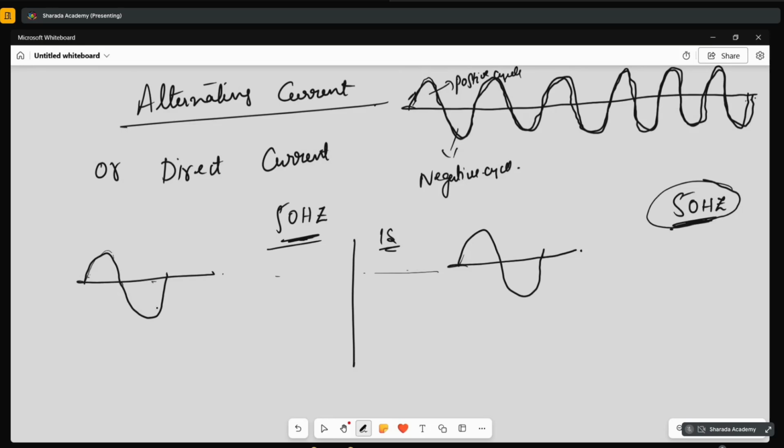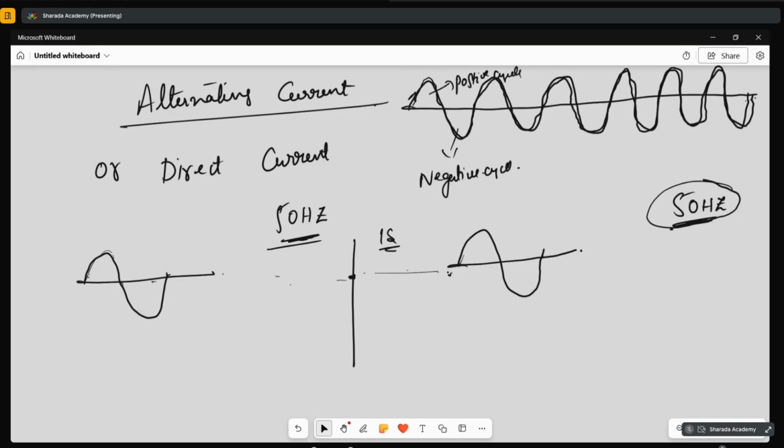Again, I repeat, like this is one complete cycle. Like this, in 1 second, how many cycles will pass through that point? 50 cycles will pass through it in 1 second. In our house, what we get is 50 hertz. It doesn't vary at all. Small fluctuations can be there, maybe very little, maybe 1% here and there, that's it. Not much difference will be there.